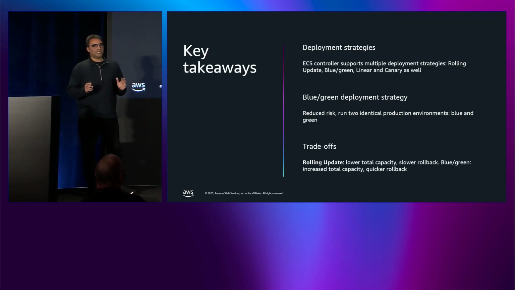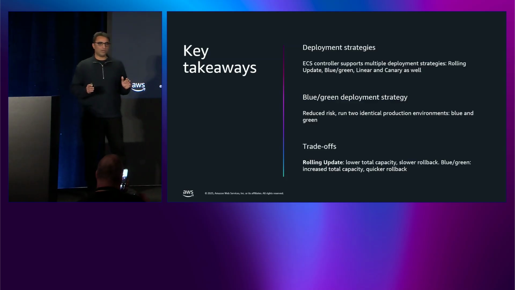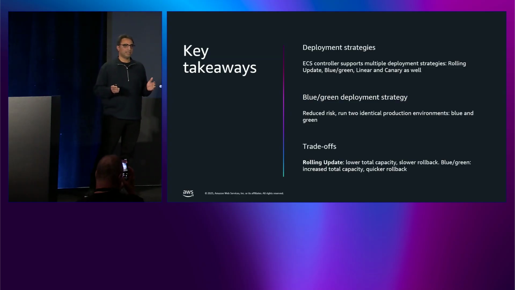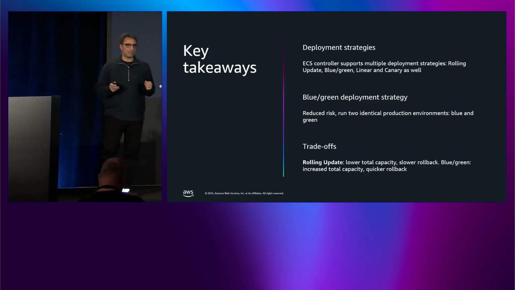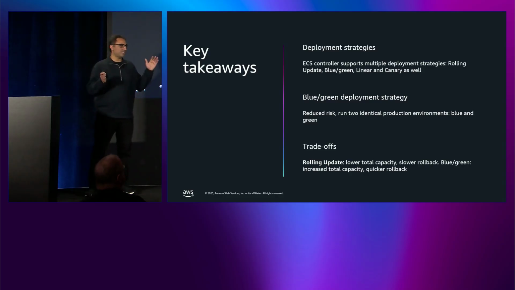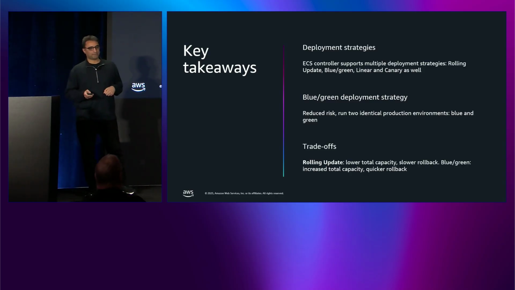There are some trade-offs, though, between the rolling update and the blue-green. With the rolling update, the total capacity utilized during the deployment can be lower, but the drawback you get with that is rollback can be a bit slower. However, with the blue-green deployment strategy, you are using more capacity because you have these two parallel environments, the blue and green, but you get quick rollback.